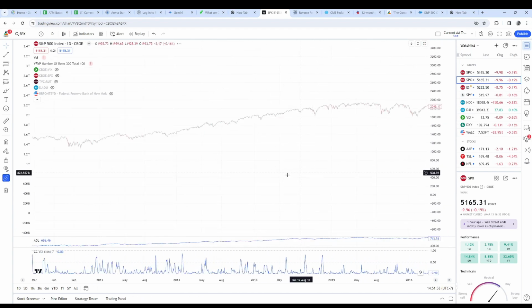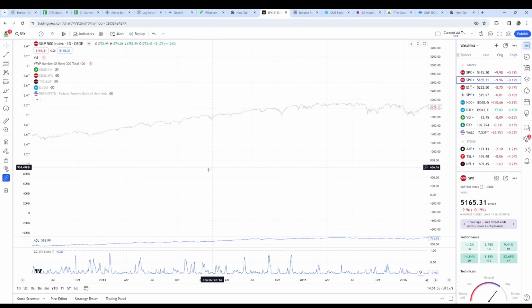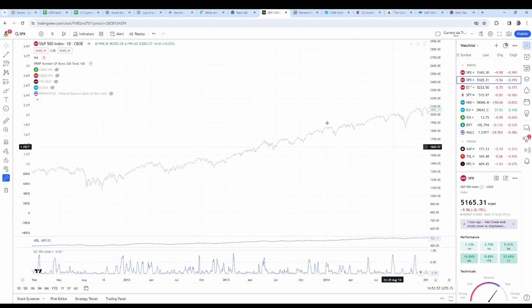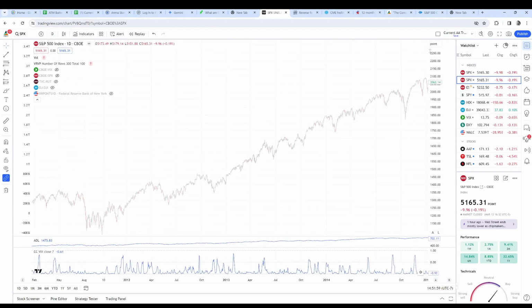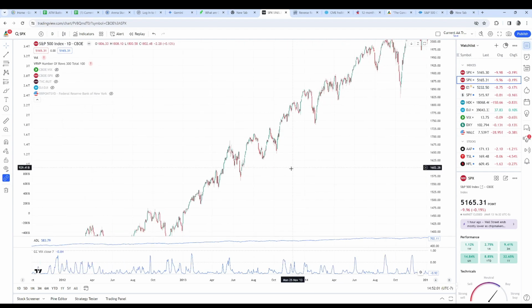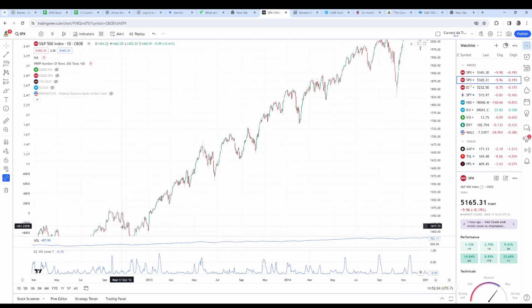So if we go back to, let's just call it 2013, and we'll zoom in here, and we're on a 1-day chart. Let me just zoom in here. And you can see here as it's trending and chopping and doing this. And this is another asset bubble, by the way.